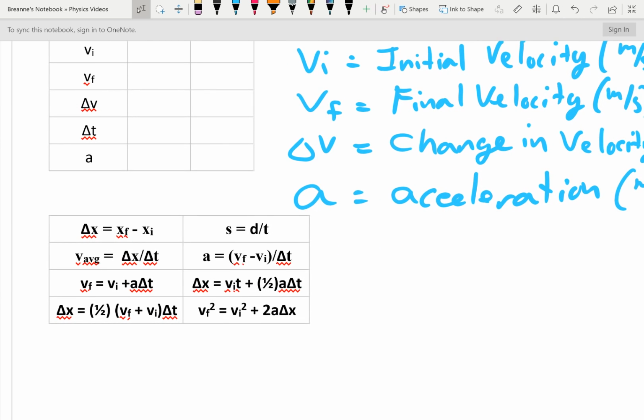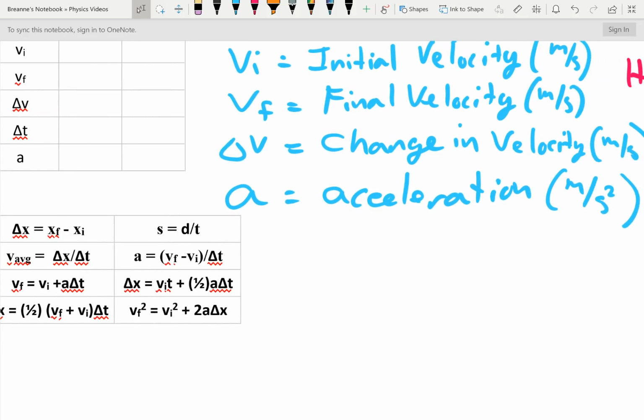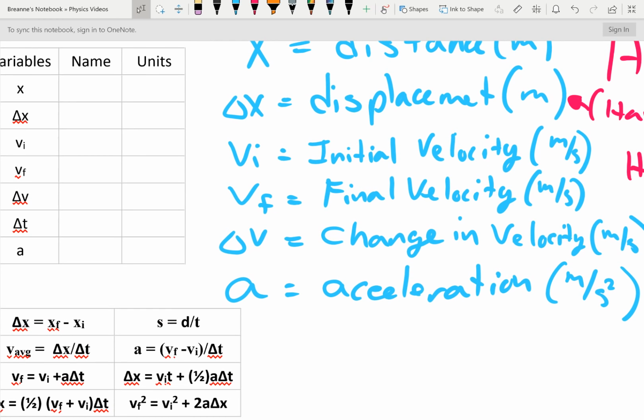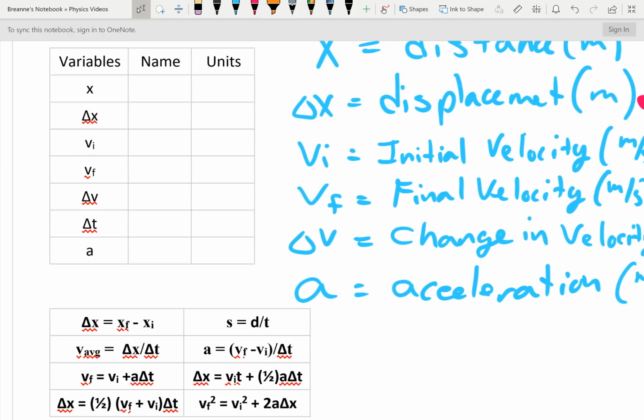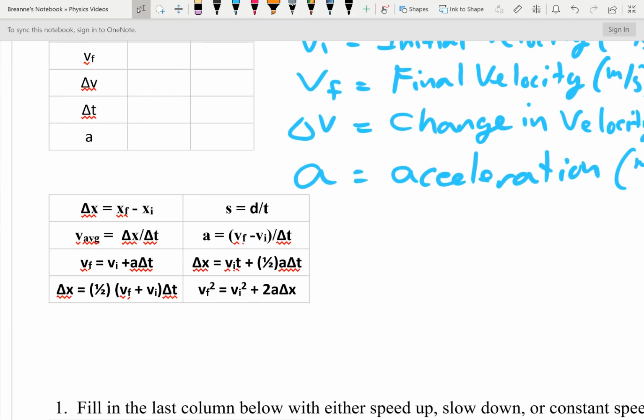Looking at your equations, we will give you the equations on your test, so you do not have to memorize them. The only thing you need to know is what the variables mean and what unit goes with the variables. Because sometimes in the questions, it doesn't say your velocity is this. It might just give you a number with a unit. Knowing that unit will help you know what variable goes with that number.